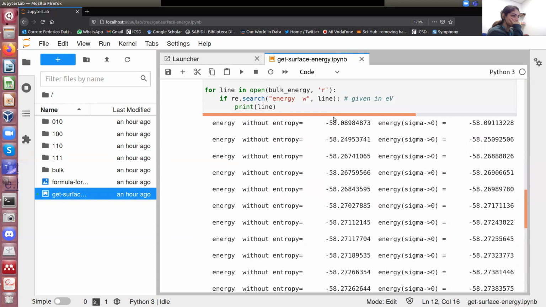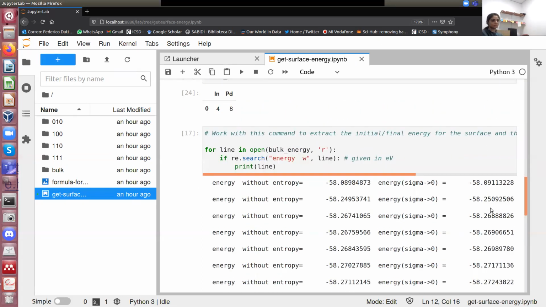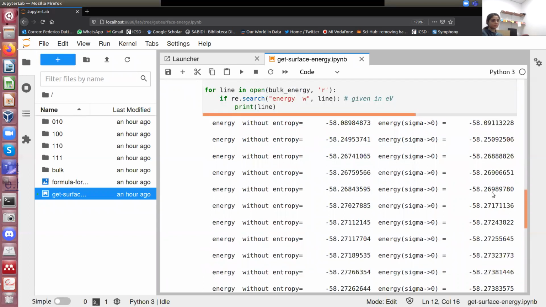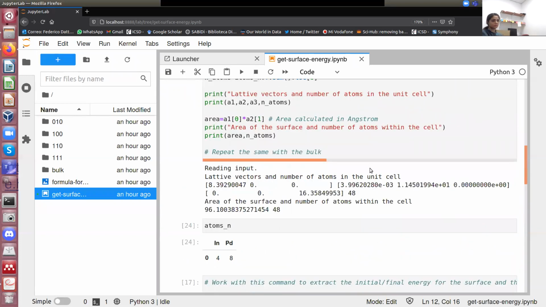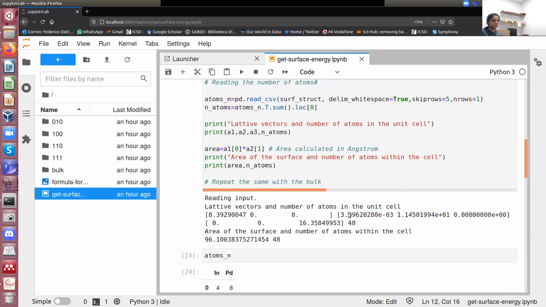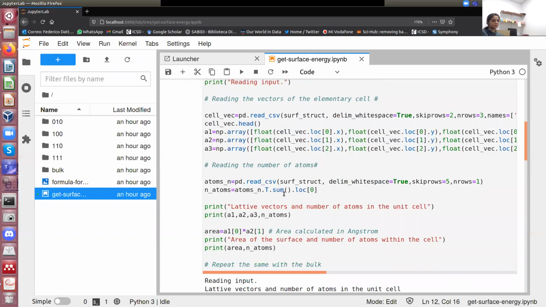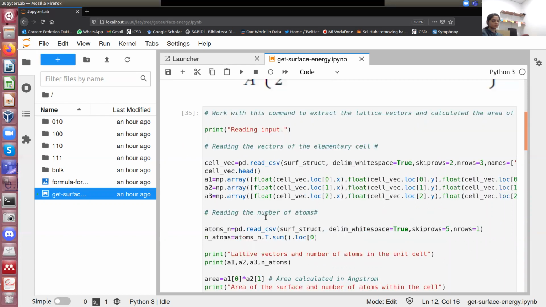Then you need to repeat this approach for the surface energy, and for the surface energy you need to take the first one and the last one, because taking the last one minus the first one, you will calculate this delta E. And then you just need to apply this formula, which in Python is very simple, because the way to calculate the area here is just a multiplication, and for Python any kind of multiplication is very easy.